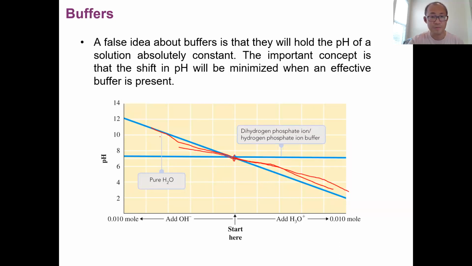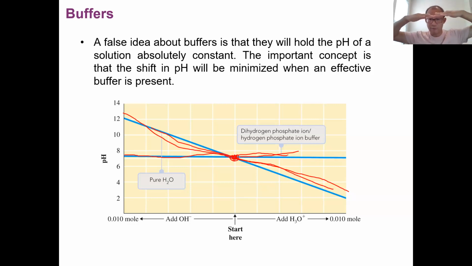If you add base, the pH is going to increase fast from 7. That's what happens when you have pure water. However, if you have a buffer, you can see that no matter if you add acid or base, the pH change is very minimal. The line is almost horizontal, but again, there's still a change.